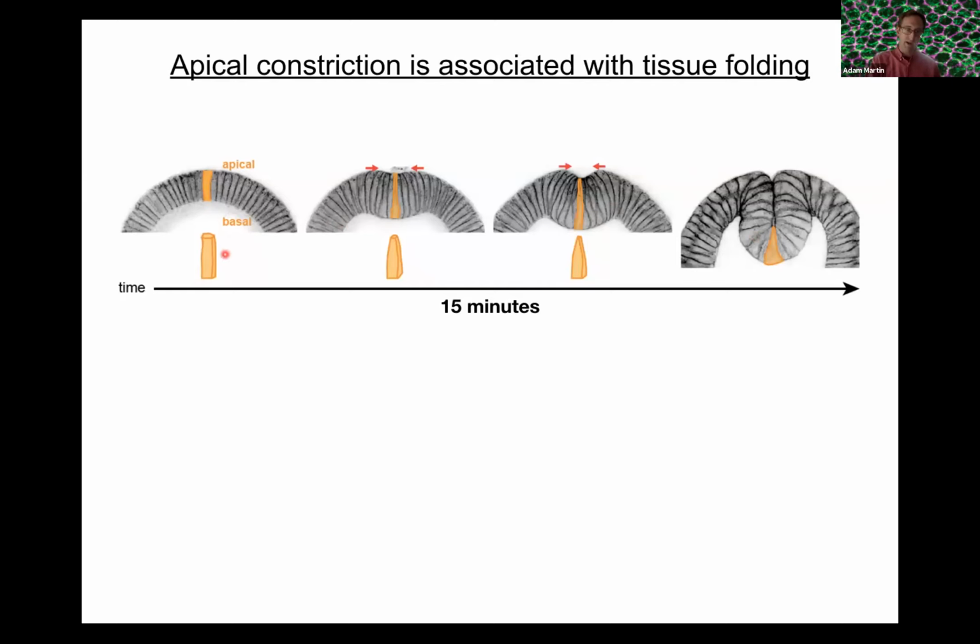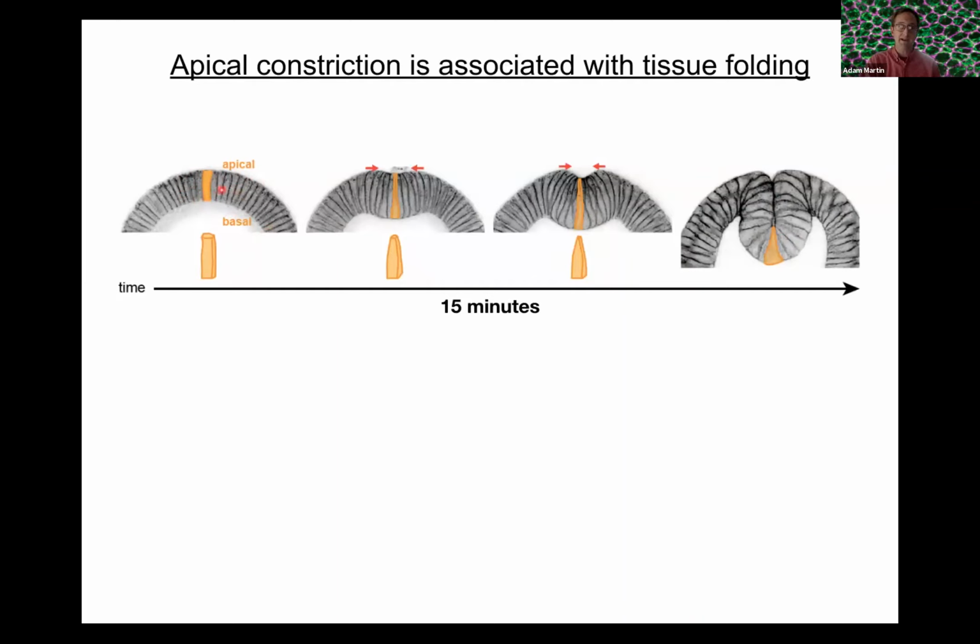And what I want to point out is if you focus on the cells highlighted in orange, you can see before the process starts, the cell is on the outside of the embryo. And at the end of this process, these cells are on the inside of the embryo, where they will eventually form a new tissue layer. Okay, so this process is essentially taking cells initially located on the outside and putting them on the inside.